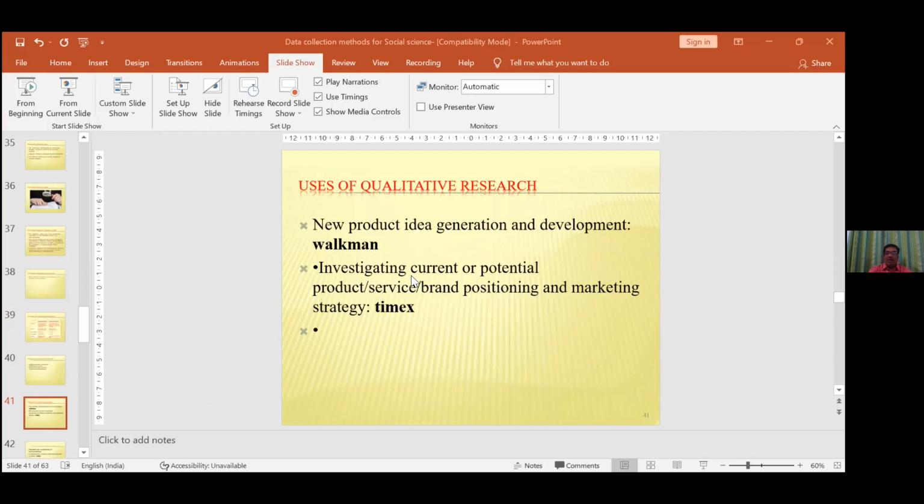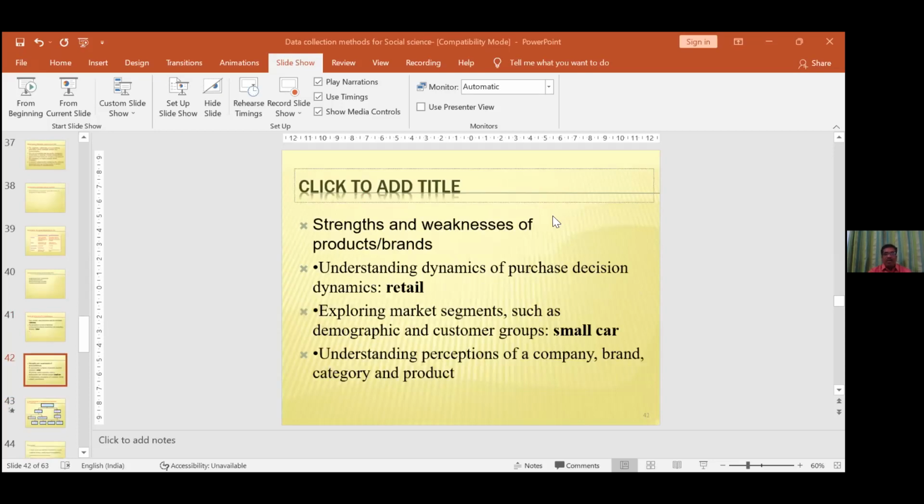What are the uses of qualitative data? For example, new product development. You can use qualitative research for new product development. Whenever we would like to develop a new product, first we will go with idea generation. We can collect the ideas. Accordingly, we can develop some new product. Similarly, you can also investigate current or potential product or service, brand positioning and marketing strategy. For example, if you would like to know the brand awareness, brand positioning or marketing strategy, you can use qualitative research.